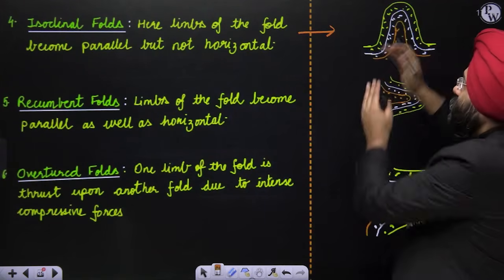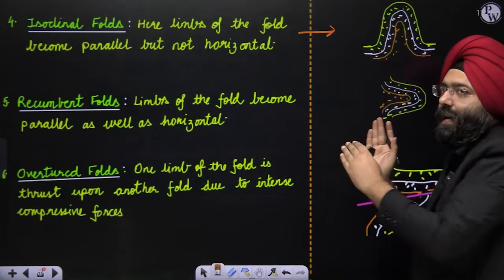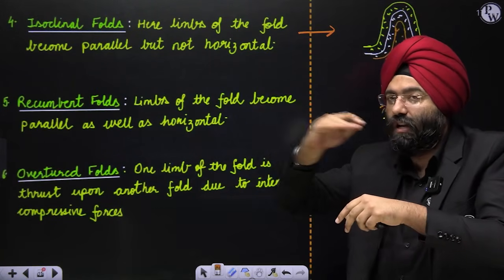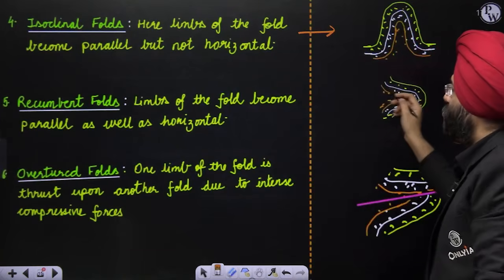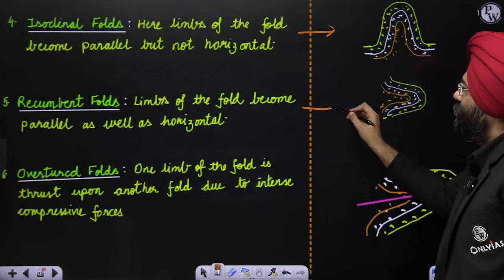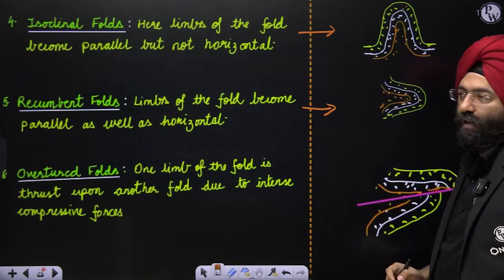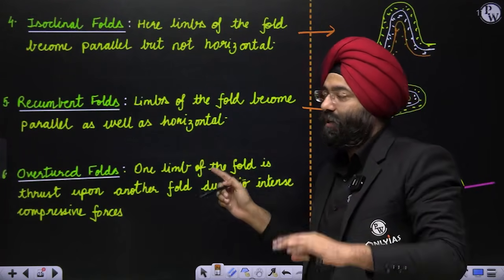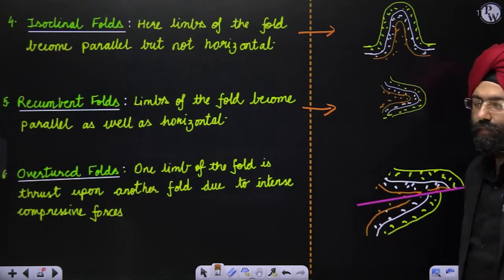If I turn this fold horizontally, that means the two arms are parallel as well as horizontal with the surface, then it will be known as a recumbent fold. Where limbs of the folds become parallel as well as horizontal, it is known as a recumbent fold.